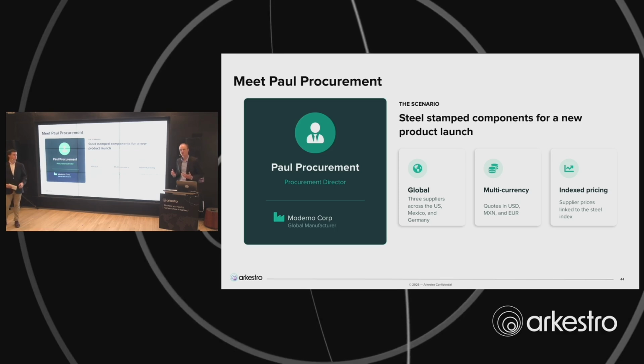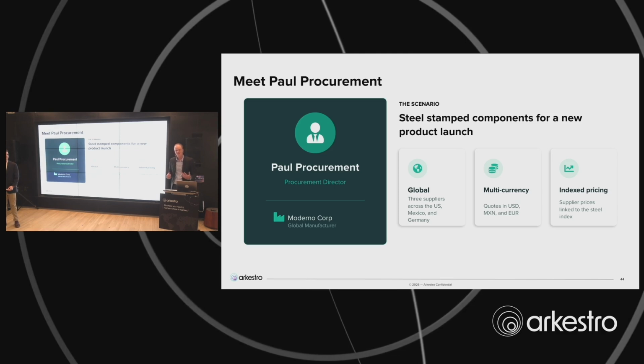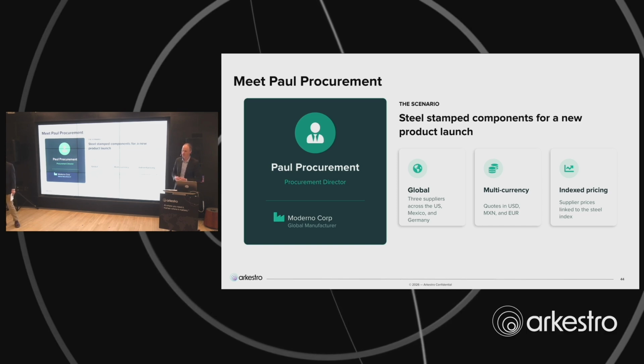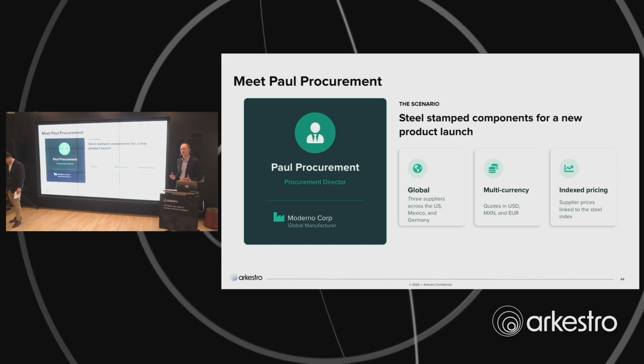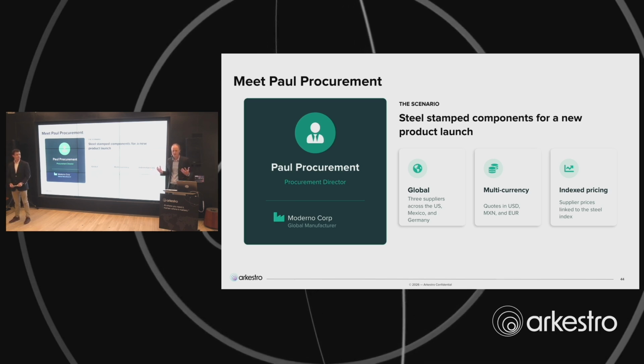Paul's going to source steel and components for a new assembly. And he's going to use 3 suppliers that he wants to source this with. One's going to be here in the United States, one's going to be in Mexico, one's going to be located in Germany.